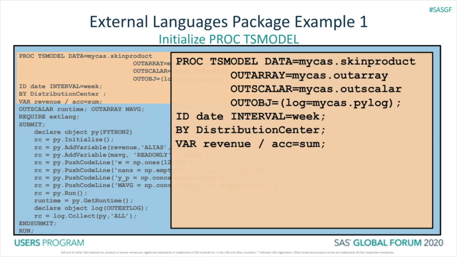And then for our revenue, this is a variable within the skin product data set that we want to use. When we accumulate the data set into equal sized buckets of time, we're going to sum those data. And then runtime, that's going to be our only outscalar, and it's going to store the runtime of the Python process, just so you know how long it took to run that Python code. And then our only output array is n average, which is the moving average.